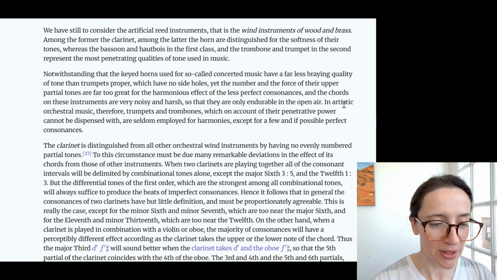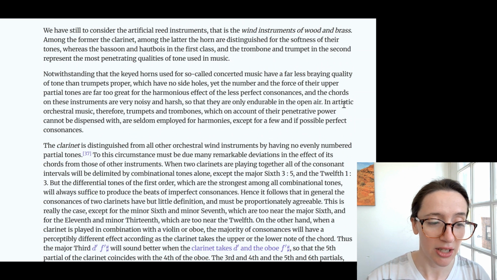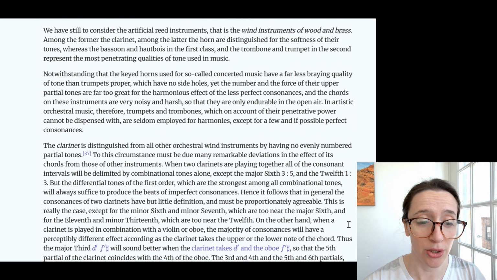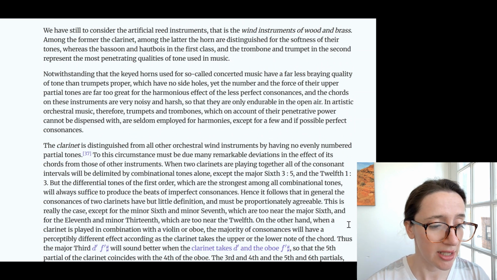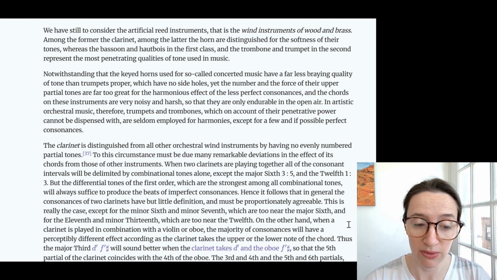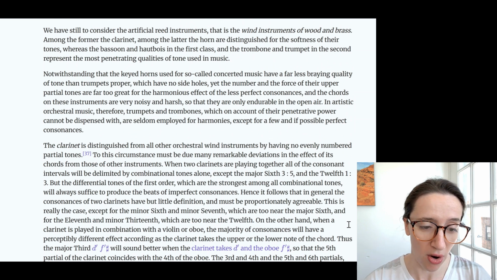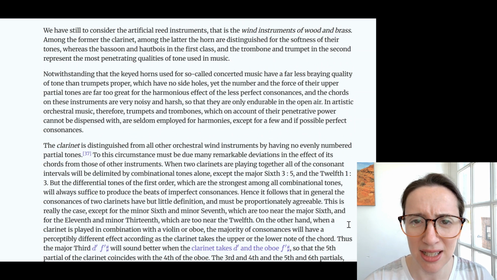The number and the force of their upper partial tones are far too great for the harmonious effect of the less perfect consonances, and the chords on these instruments are very noisy and harsh, so that they are only endurable in the open air. In artistic orchestral music, therefore, trumpets and trombones, which on account of their penetrative power cannot be dispensed with, are seldom employed for harmonies except for a few and, if possible, perfect consonances. I'm getting the sense that he doesn't like brass instruments very much.